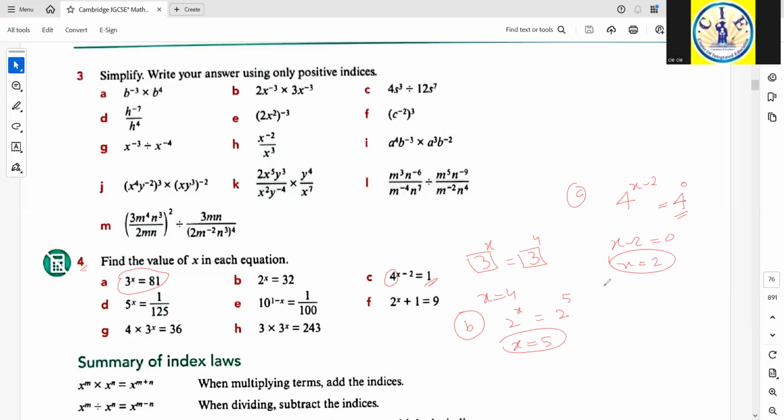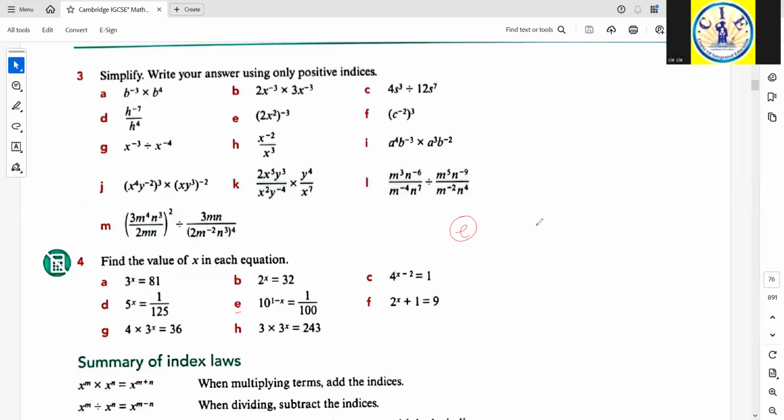And then for part D, 5 raised to the power x and 125. This is 5 raised to the power 3. And now simplifying it further, that will give me 5 raised to the power negative 3. Now the bases are same, so the powers must also be equal, x is equal to negative 3. Now for part E, 10 raised to the power 1 minus x is equal to 10 raised to the power negative 2, because 100 is 10 raised to the power 2.